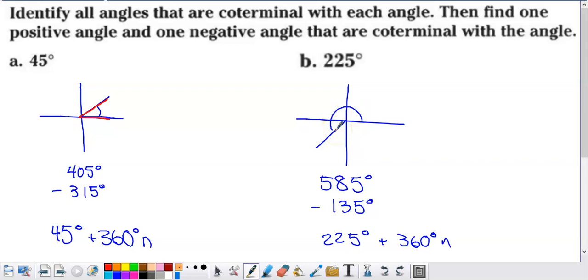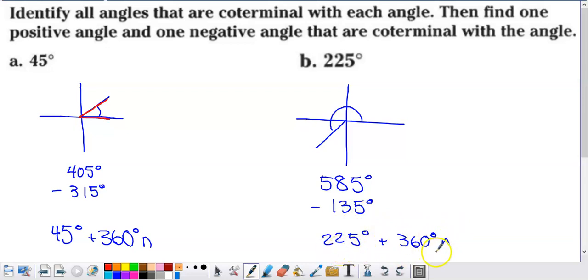If I want another angle that's positive that's coterminal with this, I just add 360 onto 225, and that's something you do on the calculator. If I want an angle that's negative that's coterminal with this, I'm going to subtract 360 from 225. Fire that into the calculator, and you get negative 135. If you want all angles that are coterminal with this, you're going to take the original angle and add on 360 degrees times n, as long as n is an integer.